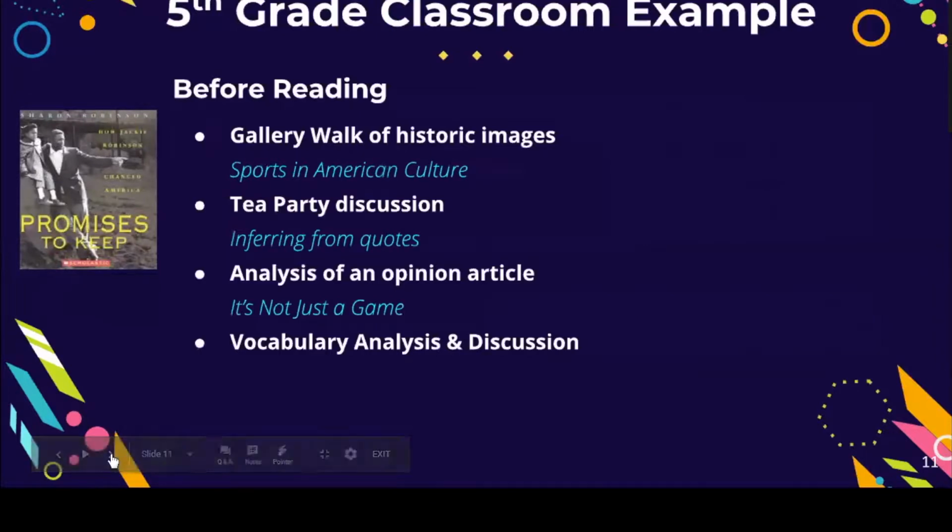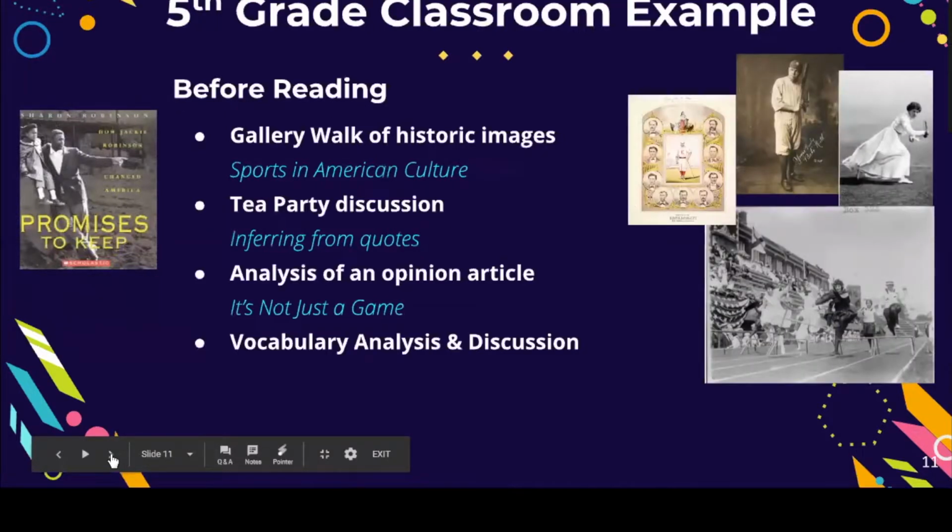So last week we talked about some of the things you would do before reading, like activate and access, as well as assess the student's background knowledge, and sometimes build it. In this first example, one of the things that we did was a gallery walk of historic images of sports in American culture. Students got an opportunity to walk around and look at different images and think about how long sports have been making a big impact on American culture. And that really started them thinking.